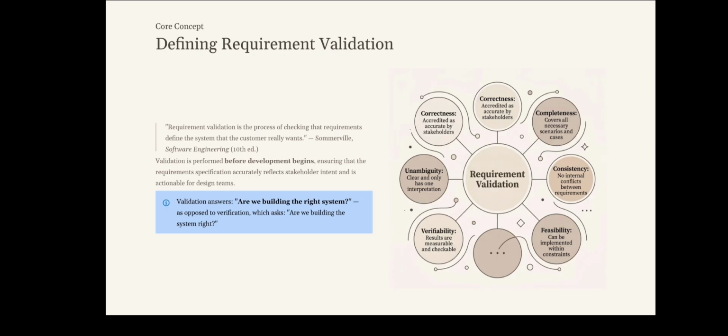Now, coming to the core concept, requirement validation is the process of checking whether the defined requirements truly reflect what the customer needs. In simple terms, it answers the question: are we building the right system? It is different from verification, which checks whether we are building the system correctly. Validation ensures that requirements are correct, complete, consistent, feasible, and unambiguous before development begins. This helps avoid costly errors later in the project.